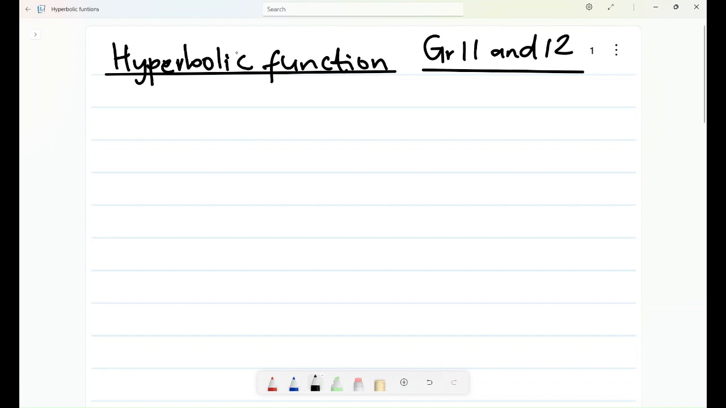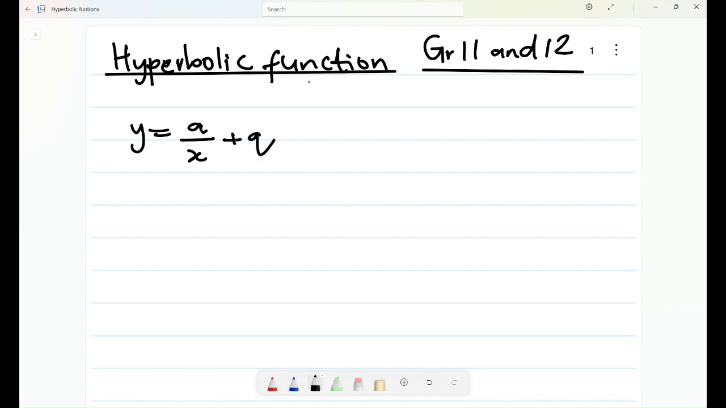Now, what is a hyperbolic function? We know from grade 10, or rather from grade 11 for those who are in grade 12, a hyperbolic function goes like this. y is equal to a divided by x plus... For those who were in grade 10, remember it was like this: a divided by x plus q.